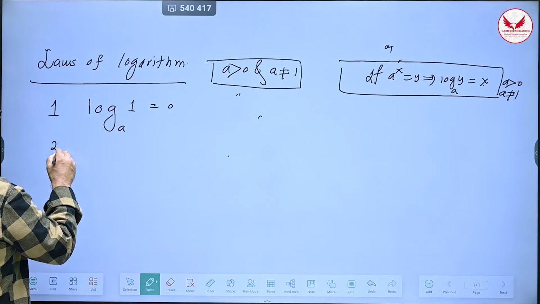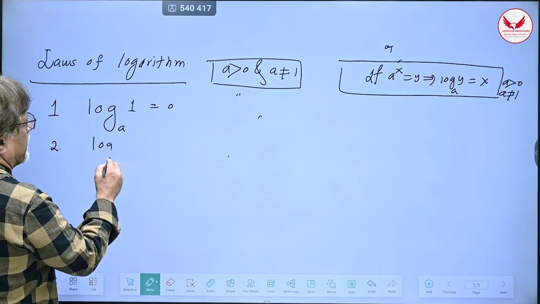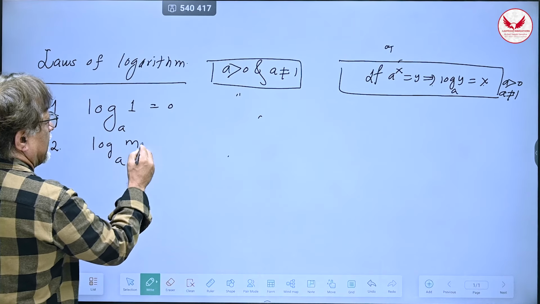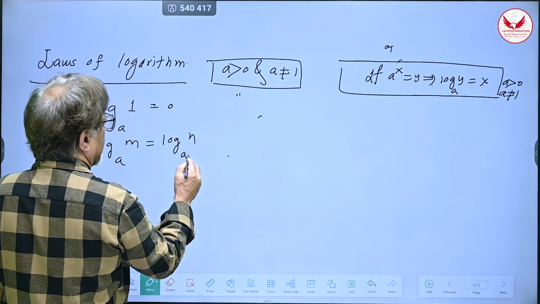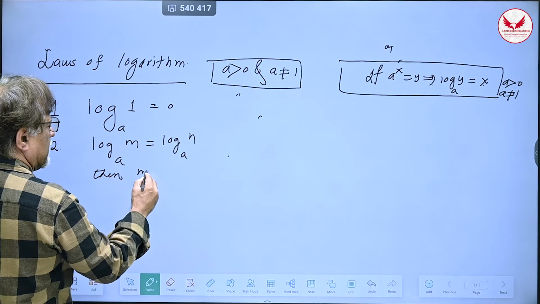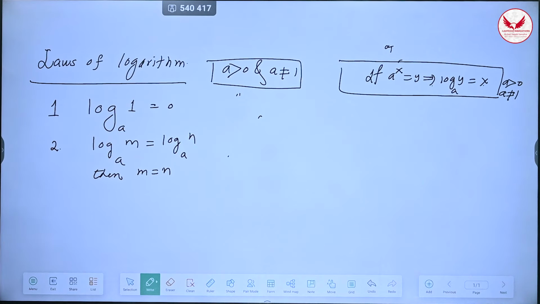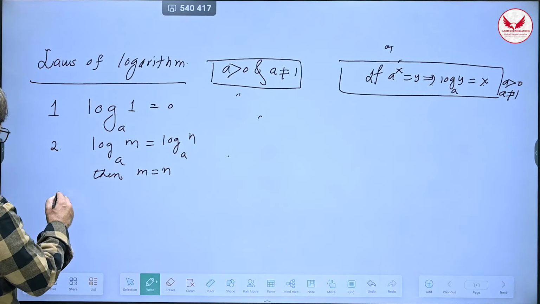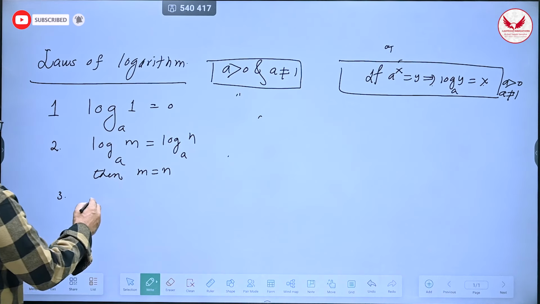Rule number 2. Rule number 2 is when log of m to the base a is equal to log of n to the base a. If that is the case, then m must be equal to what? n, provided the base is the same. Okay? That is the second law. Now let us look at the third law. Third law is very, very easy.